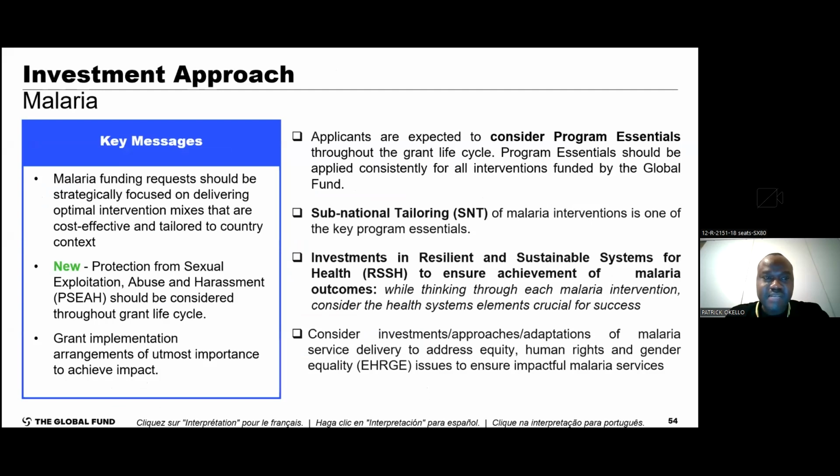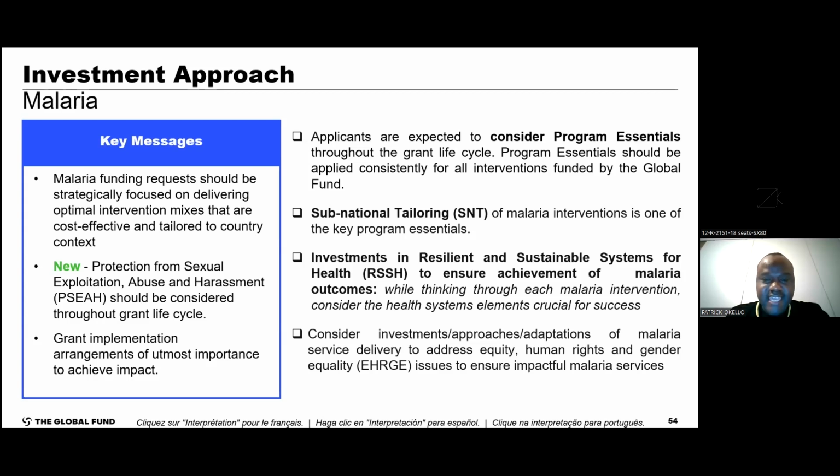In terms of the investment approach, the main message is that we hope you will take your country context into account. You must be very busy now doing program reviews or risk mapping or stratifications so that you're able to come up with an optimal intervention mix to suggest in your funding request. However, we encourage you to look at how these are linked to the program essentials, how far you are in that chain. And in particular, knowing that malaria will not be the same across all countries and all regions in your country, we hope you'll use stratification to achieve some national tailoring of your interventions.